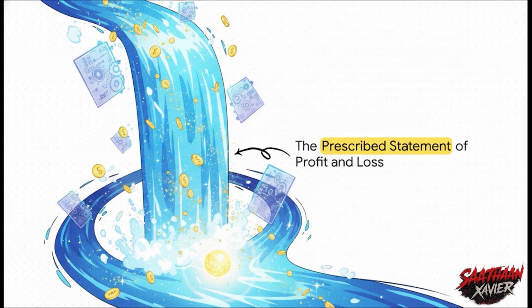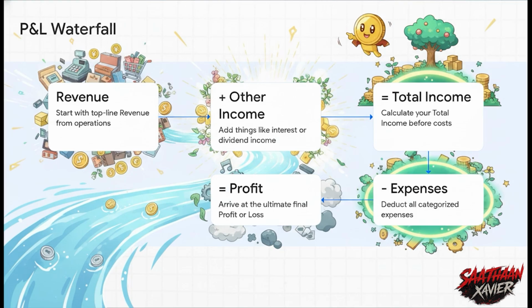The prescribed format reads exactly like a waterfall. It cascades down from top-line revenue, which is all the money flowing in, and layer by layer, it strips away different types of costs and expenses until you are finally left with the ultimate profit or loss sitting pretty right at the very bottom. Let's look at how this builds a really simple, undeniable formula.